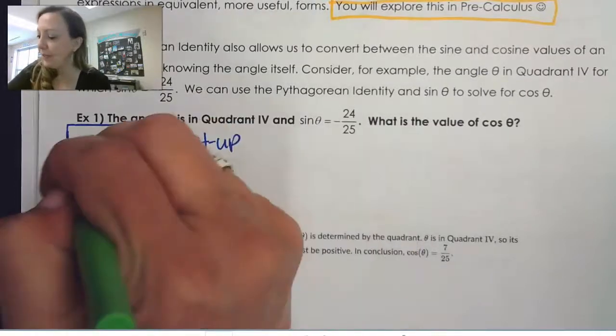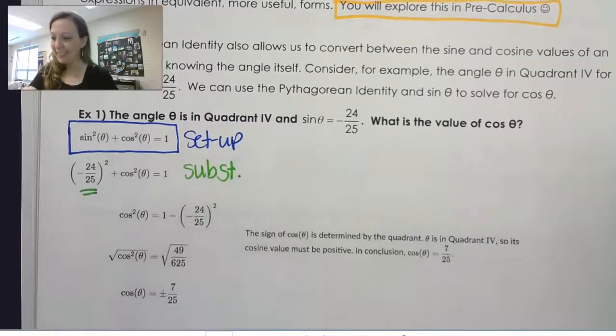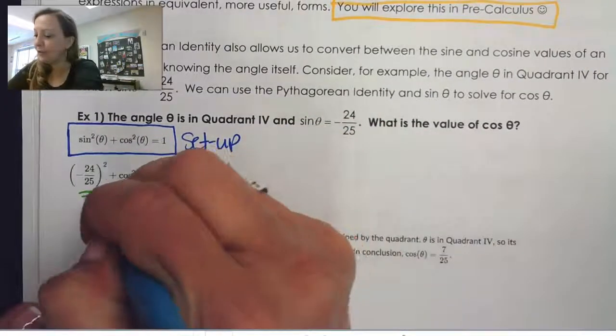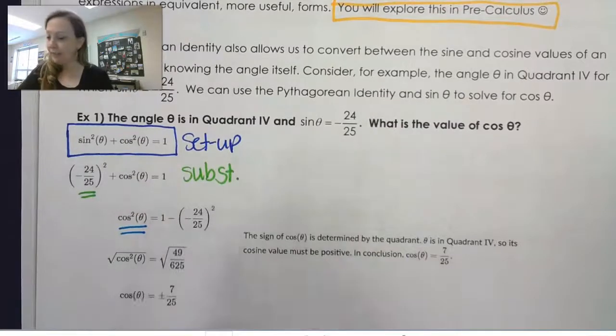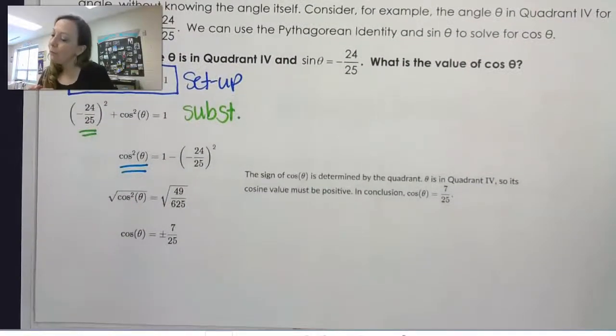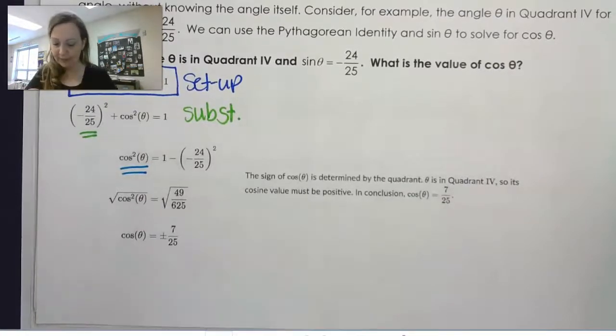So again, we know the value for sine, so we substituted that in. Next, what we want to try to do is to isolate our cosine, to isolate whatever trig function that we have, and then take the square root. And then what happens when we take the square root is we end up with two possibilities. We have a positive or a negative when we take the square root.